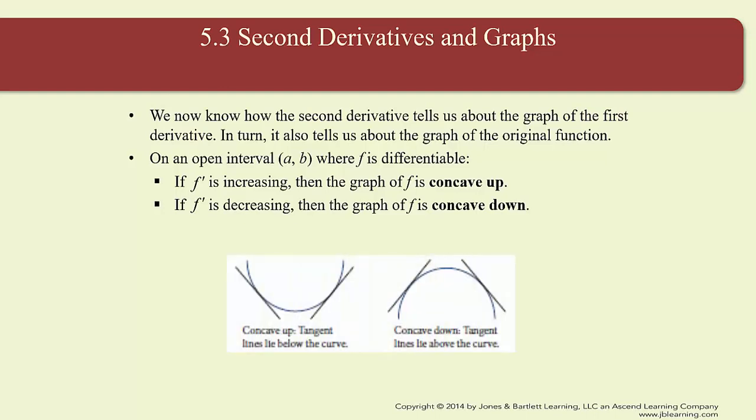So here's a quick picture. What you see in blue would be the graph of the function itself. One thing I'd like you to remember is, notice on concave up, I've sketched in two tangent lines. When the graph of a function is concave up, tangent lines to the graph of the function are going to be below the curve. Whereas when it's concave down, tangent lines would be above the curve.